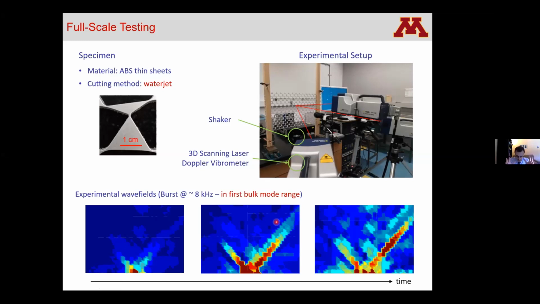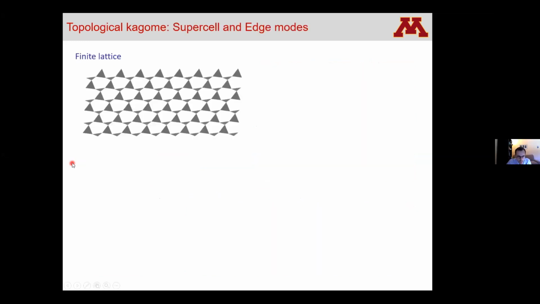Okay, so now with the behavior of the bulk understood and kind of matching our expectations from our simulations, we can now finally look at the edges, which is really what we are after in this presentation. Now, to study the behavior of the edges, I have to change the paradigm of the analysis a little bit. So here I am performing what we call a supercell analysis.